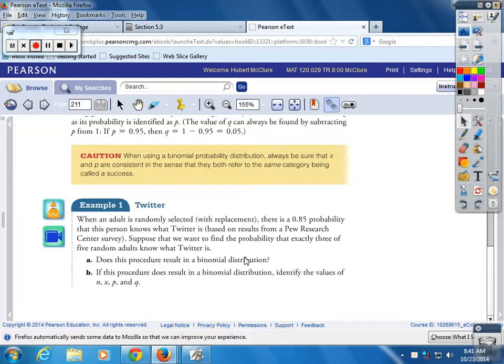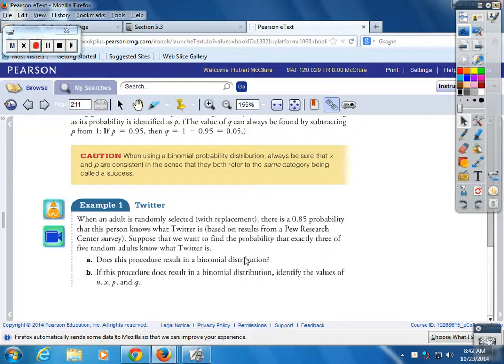Suppose that we want to find out the probability that exactly 3 of the 5 random adults know what Twitter is. So we got 0.85, that's P. We've got Q, and X is going to be 3. Well, what about N? Well, it says 5 random adults. 5 is N.